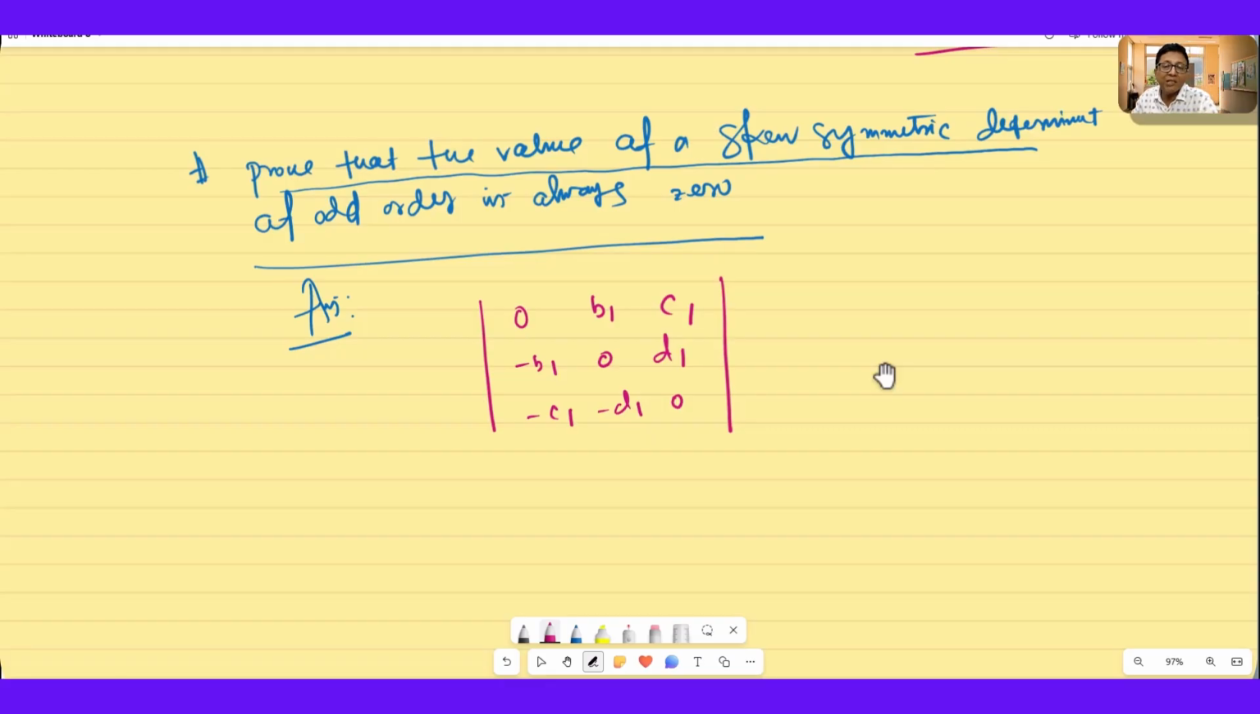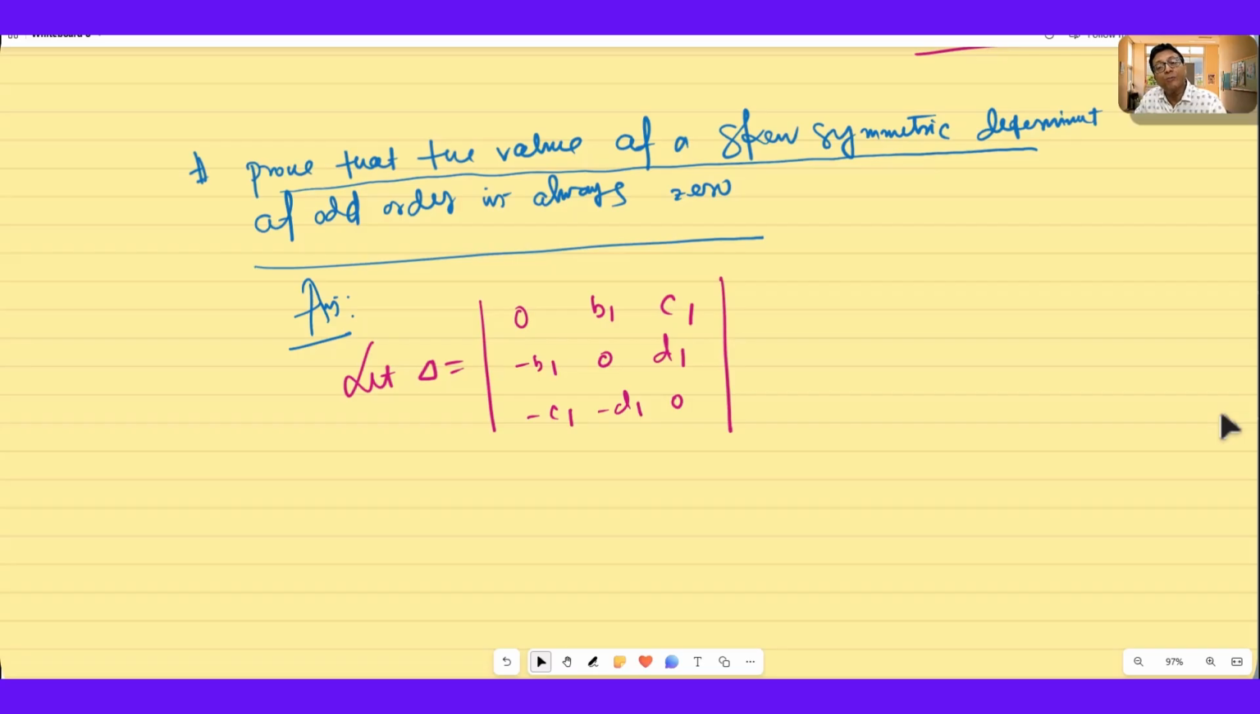This is a skew symmetric determinant of order 3. We are going to prove the value of this determinant is always 0. I mean, when you are answering an MCQ, you can always put this. Let delta equal to this thing.